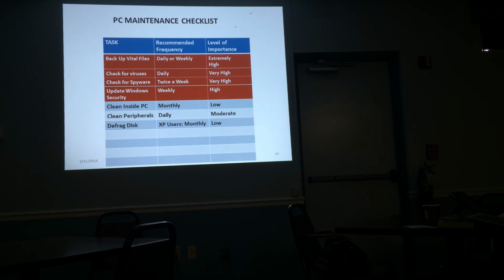Barry, Q-tips and alcohol are good. That's right, Q-tips and alcohol. There's another good suggestion. Okay. Now let it run. All right. Finally, defragging the disk. XP users monthly, others not that important.